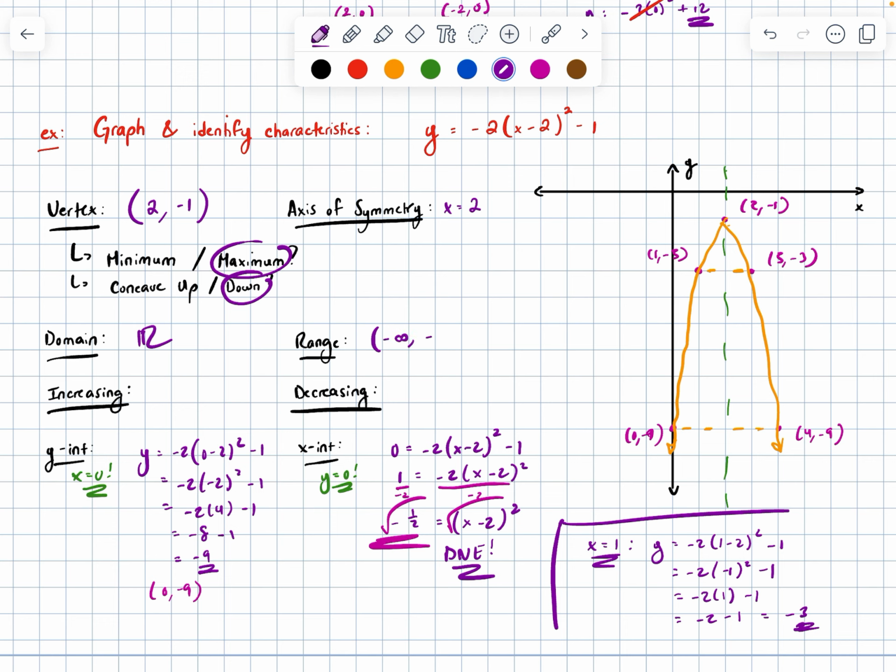My range here caps out at this y value of negative 1, which means it can go all the way down to negative infinity, but the maximum it can get to is negative 1 with the square bracket because it's a point on my graph. I increase to the left of that x equals 2, so I can go all the way off to negative infinity, but I cap out at that 2. And then I decrease over to the right of x equals 2, so I go all the way off from 2 to positive infinity.